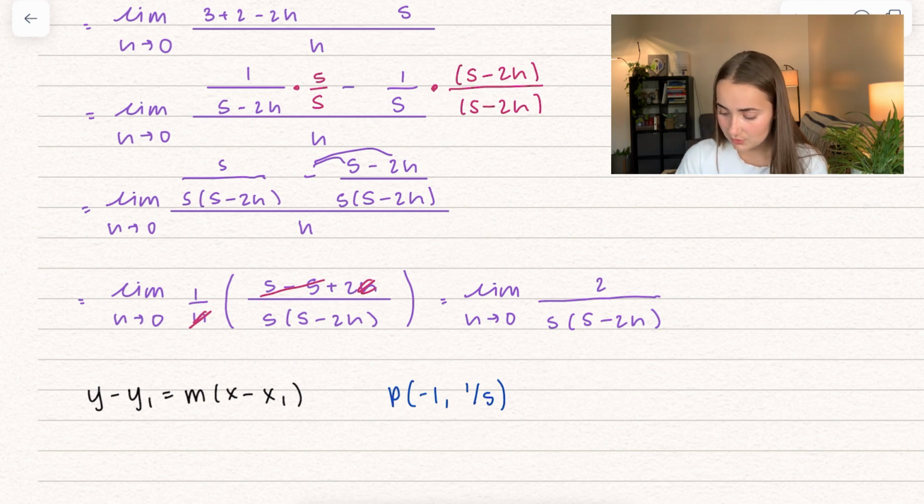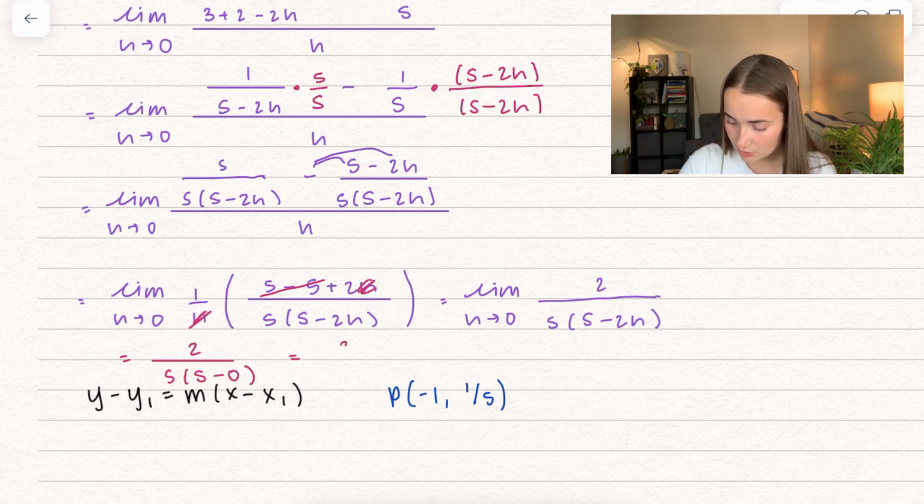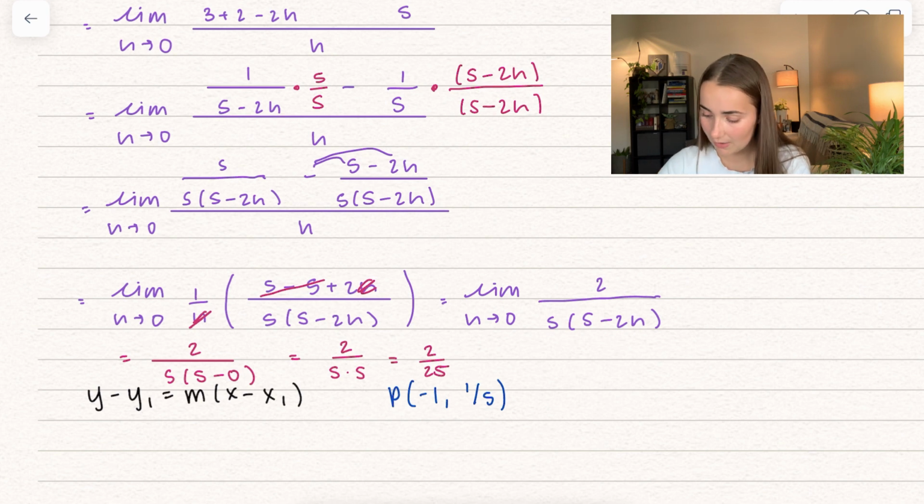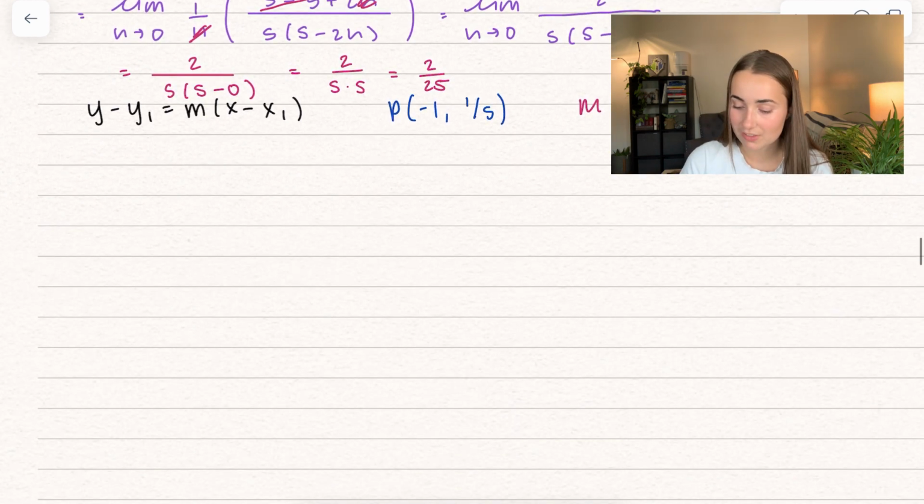Now we can go ahead and use direct substitution in this. So here I'm going to get 2 over 5 times 5, which is equal to 2/25. And so now I have what our slope is equal to. Our slope is equal to 2 over 25. And now I can go ahead and use all of this information to find the tangent line.